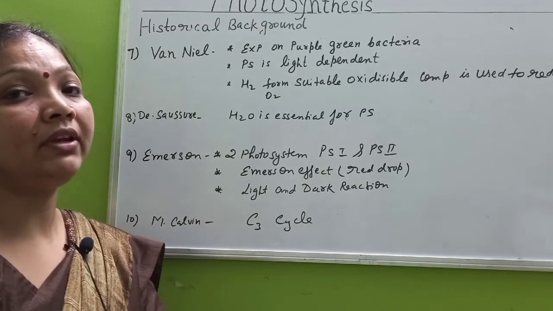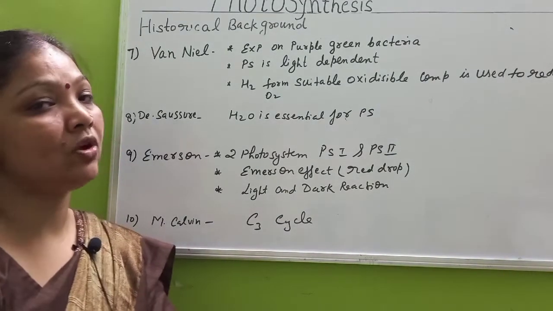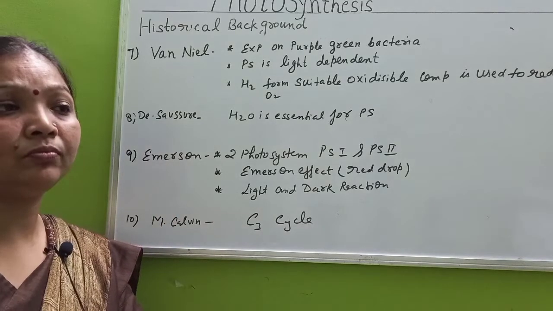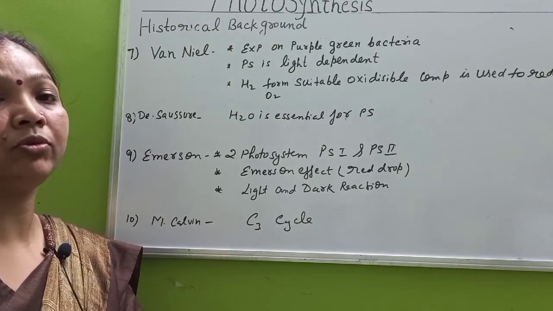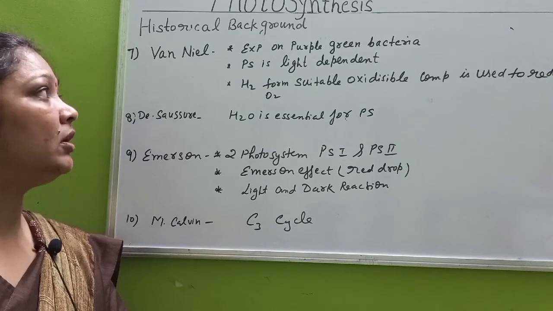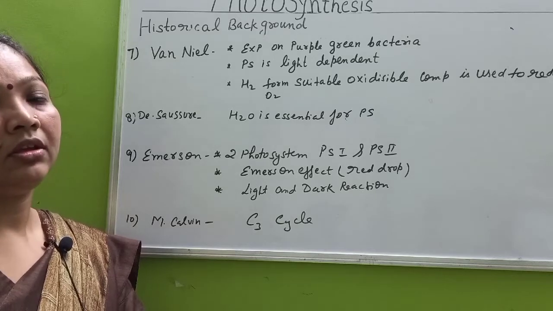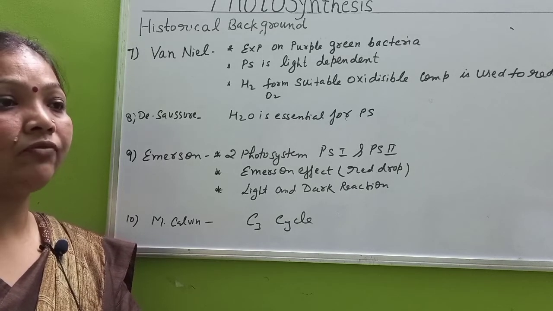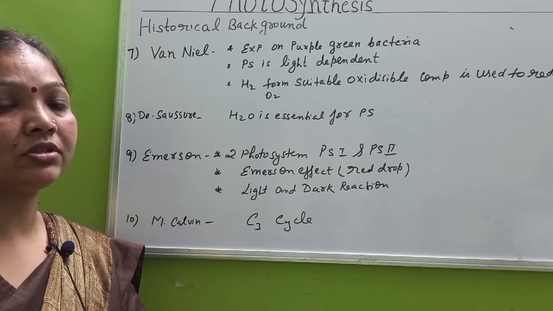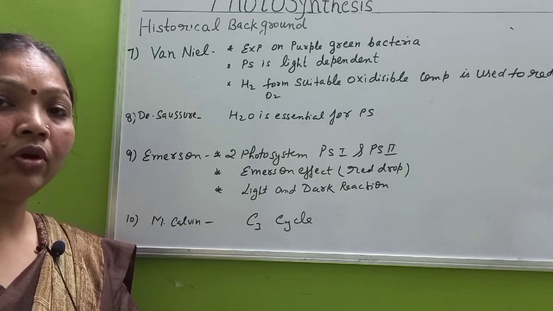And one more scientist, that is Melvin Calvin. He studied the C3 cycle, or you can say the dark phase of photosynthesis. So some of the scientists are here. There are many other scientists who contributed to the study of the process of photosynthesis, but I am taking only a few here. So next we have to study where the process of photosynthesis occurs and what are the components which are necessary for the purpose of photosynthesis.